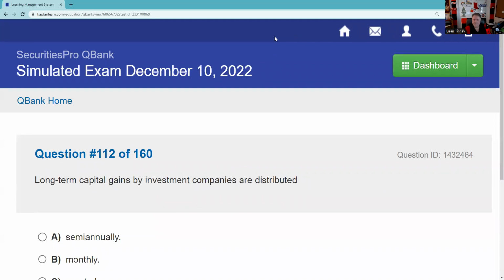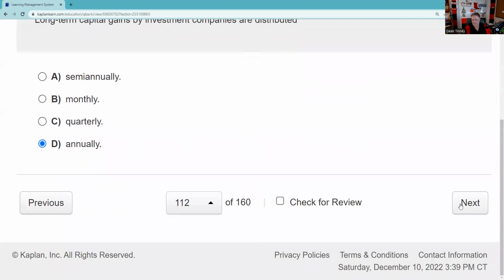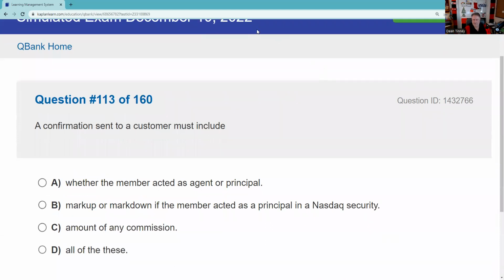112. Long-term capital gains by investment companies are distributed annually. 113, a confirmation sent to a customer must include. You shouldn't have been struggling with A. You should definitely know A, right? Capacity. That's called capacity, whether we acted as an agent or principal. Certainly. Markup or markdown, if the member acted as a principal in a NASDAQ security, yes. The amount of a commission, yeah. All of these.